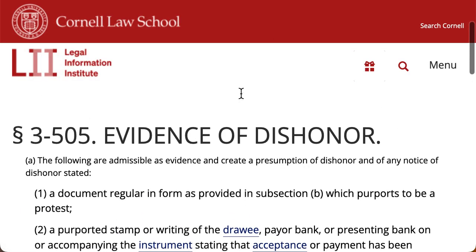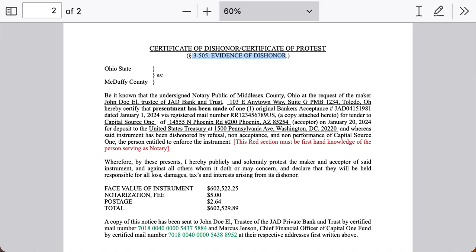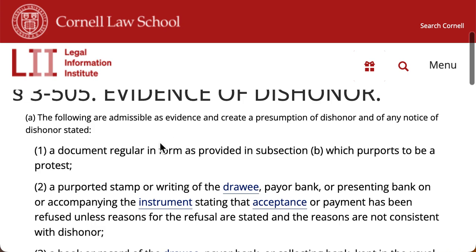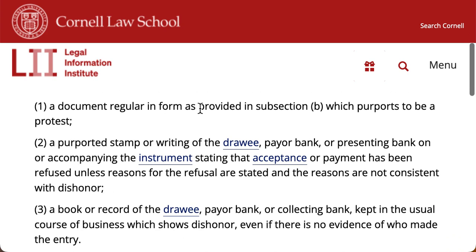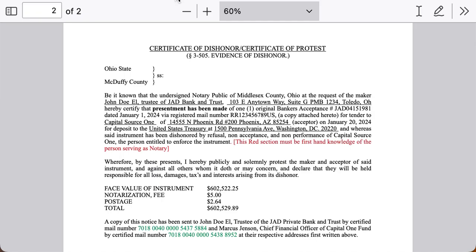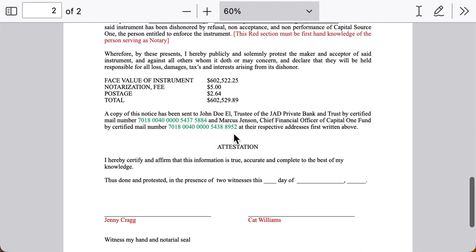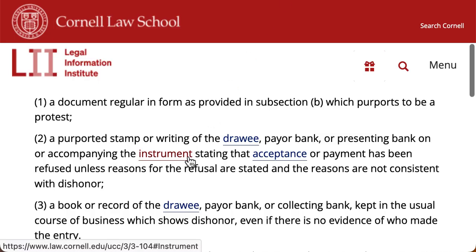So we started by saying UCC 3-505 is evidence of dishonor, as it says right here. Certificate of dishonor, as we have right here. The following are admissible as evidence: a document regular in form as provided in section B, which purports to be a protest. Not only is this a certificate of dishonor, it's a certificate of protest, so it purports to be a protest. We saw earlier under the rules of evidence that attestation. This protest is also an attestation. So this is just evidence that we are creating to support our presentment.